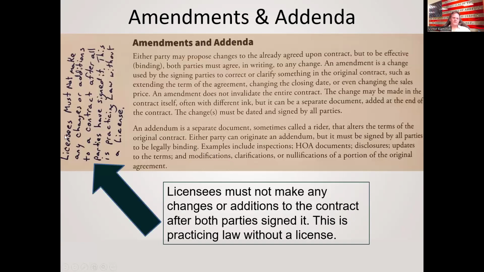So let's write this on the side next to amendments and addenda. Licensees must not make any changes or additions to a contract after both parties sign it. This is practicing law without a license.